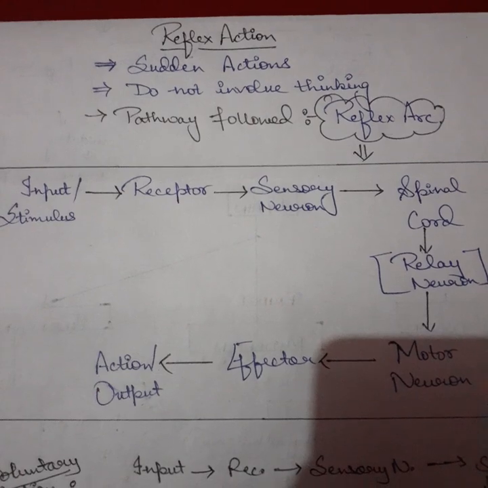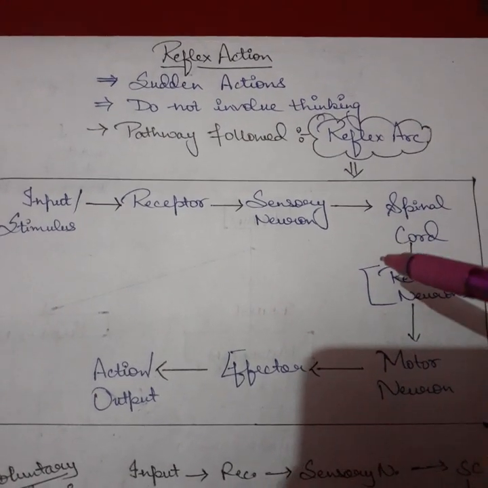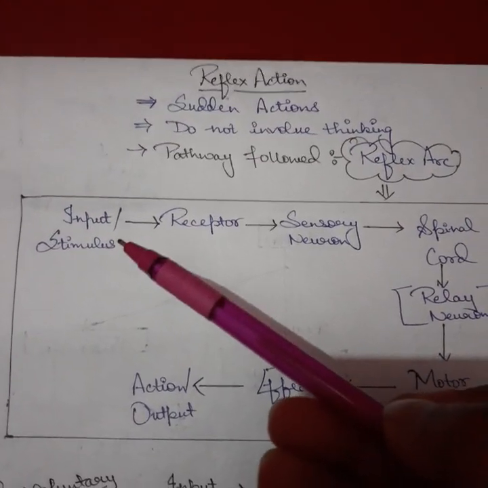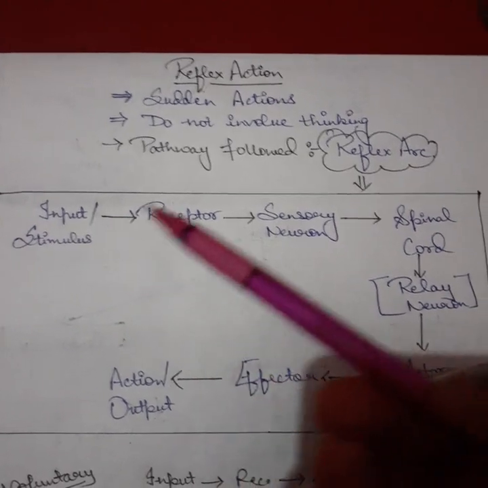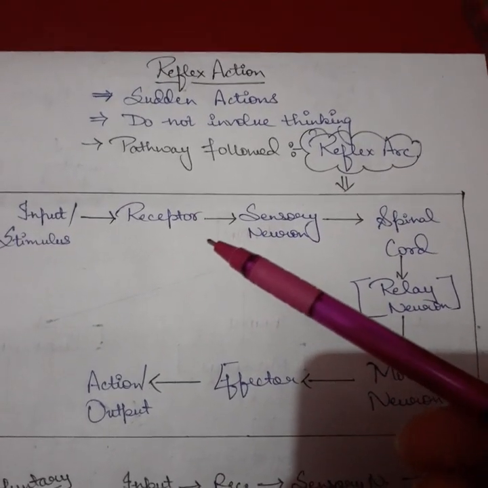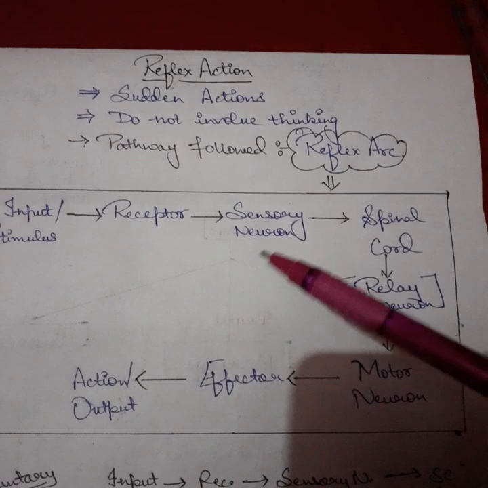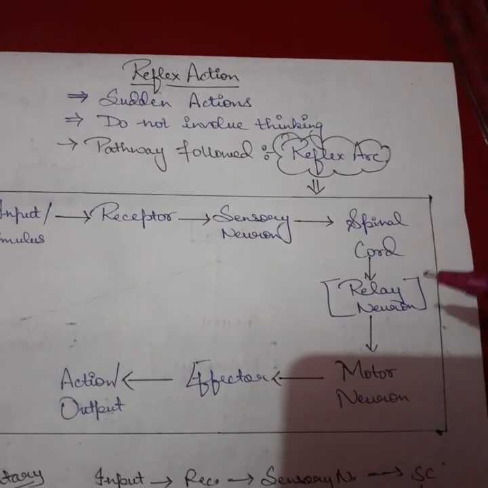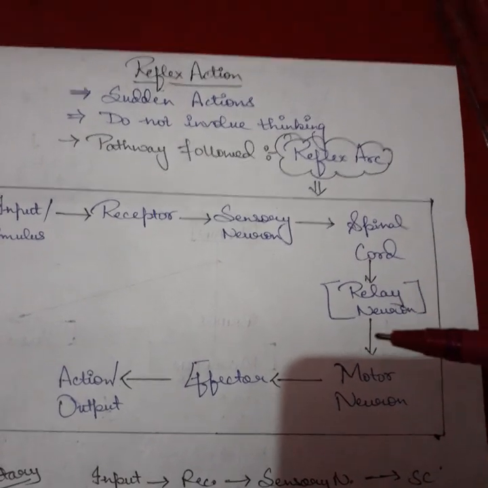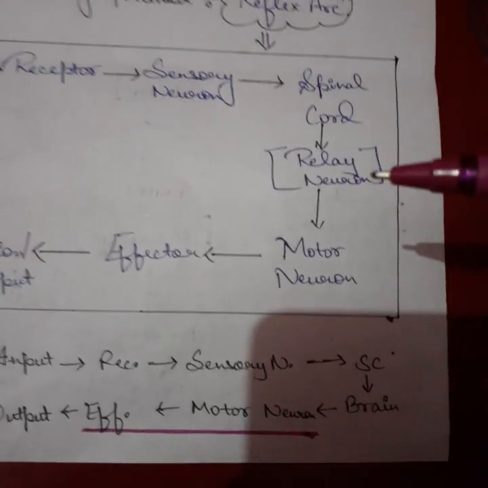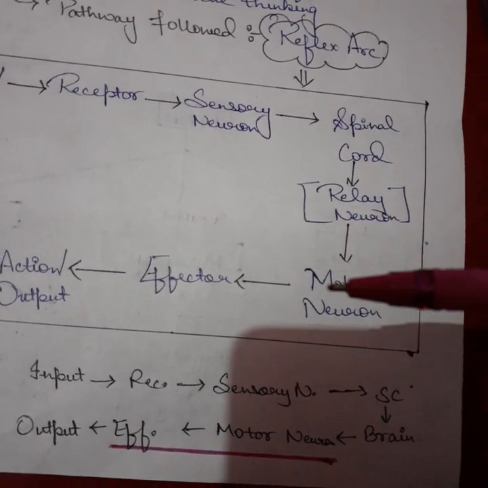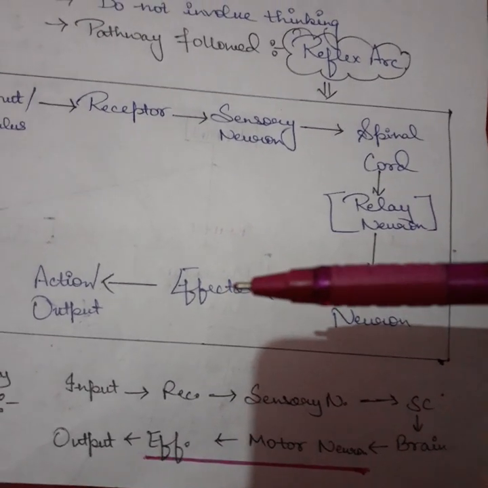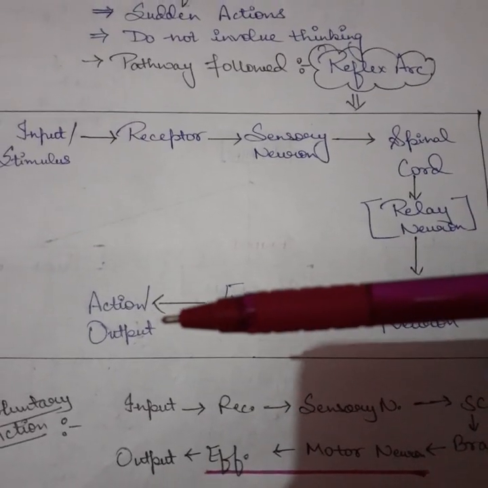The pathway involved is like this. First of all, there is a kind of input. Then the input or stimulus directly goes to the receptor. Then from the receptor, it moves to the sensory neuron. The sensory neuron will pass the message to the spinal cord. Now, it will connect to the motor neuron with the help of the relay neuron without going to the brain, and finally transfer the command to the effector organ, and the action will be performed.